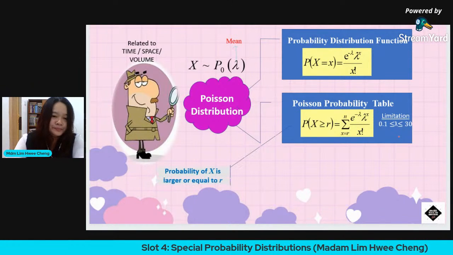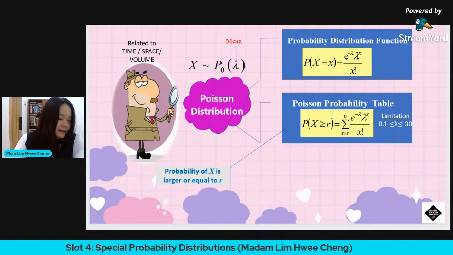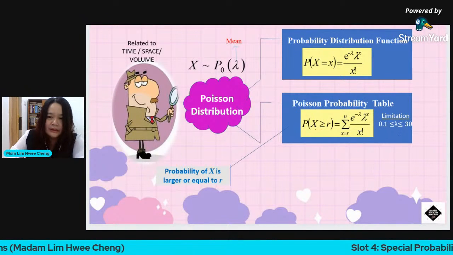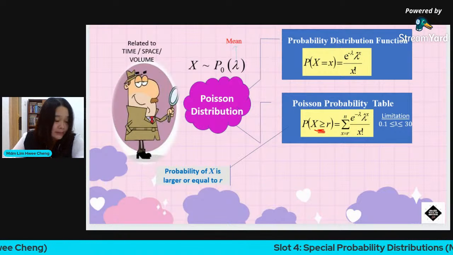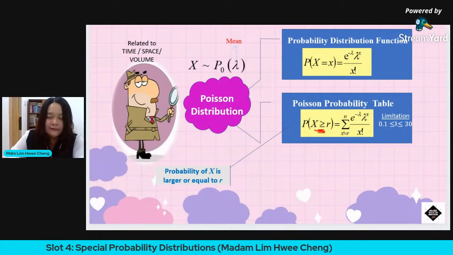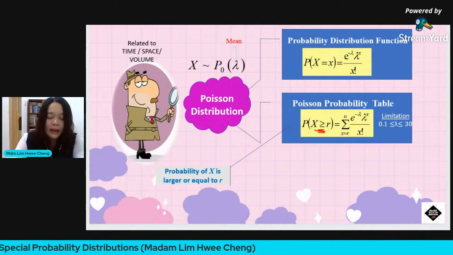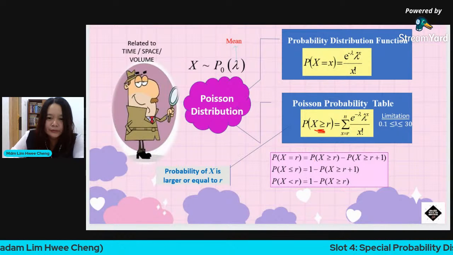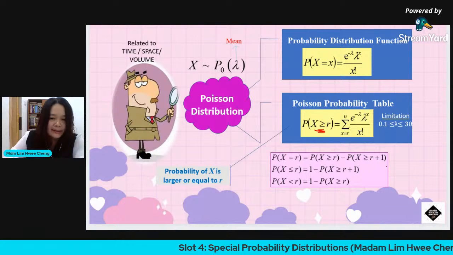So again, take notes: the table gives the probability of obtaining r or more. The value stated in the table is the probability of obtaining r or more, which means it is cumulative, it adds on. And again, we are going to use this property to find all the probabilities based on this. After this, I will teach you a method.